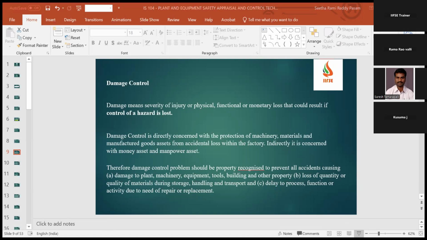Damage control. When we say damage, the severity of injury. What is meant by severity? How extensively he got injured.